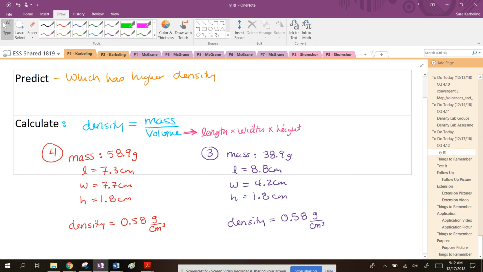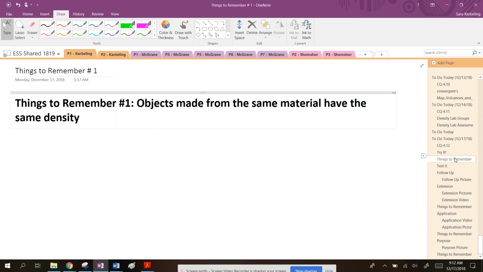We're going to write down things to remember, number 1. So you see that little space that says things to remember, number 1? This is it. Boom. Objects that are made from the same material have the same density. That's an important thing to know. Objects that are made from the same material have the same density. So this goes right in your note sheet where it says things to remember, number 1. You're going to write that down. Okay? I'm going to write that down. Things to remember, number 1. Objects that are made of the same material have the same density.